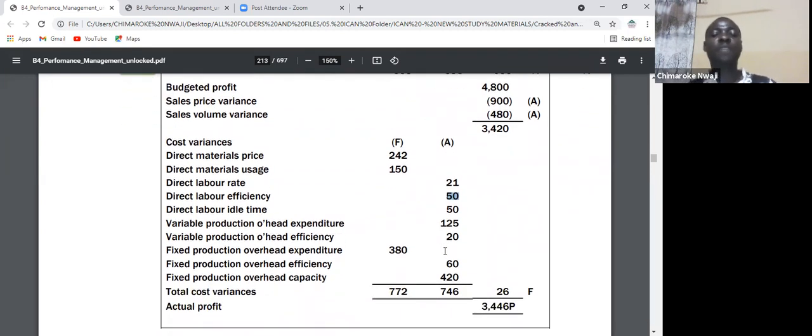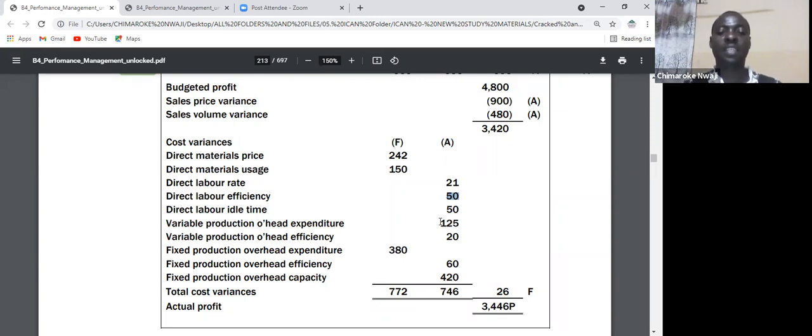Okay, so variable production overhead expenditure. We know it's going to be adverse here because we planned for 1,200. Variable production overhead expenditure is an adverse. All right. So we said anything that will affect direct labor is the same thing that will affect variable overhead. So if direct labor rate variance happens to be adverse, it could also have a telling effect on the variable production. The same thing too with the efficiency.